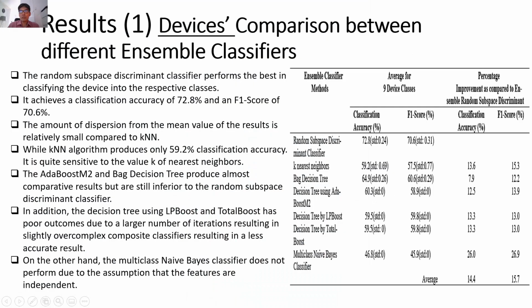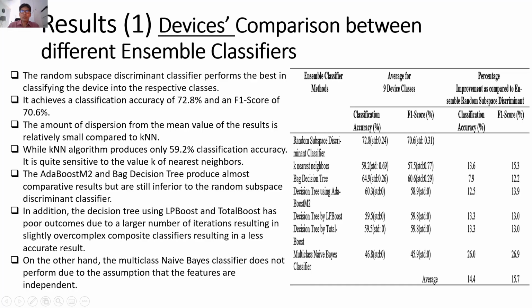to run the experiments. For result 1, we compare the devices between the different ensemble classifiers, and we know that there are many classifiers, so we compare with the k nearest neighbor, bagged decision trees, and so on. We find that the random subspace discriminant classifier performs the best in classifying the device, and it gives 72.8% accuracy and an F1 score of 70.6%.